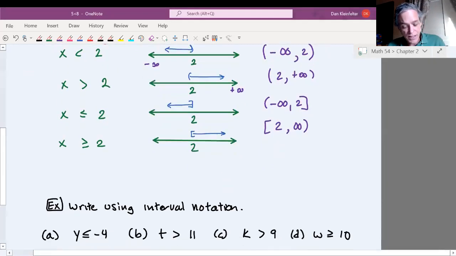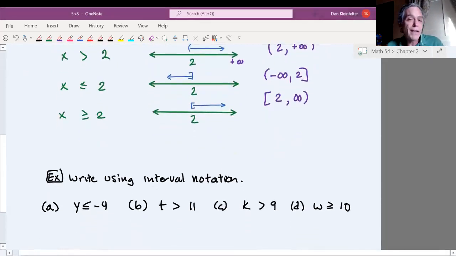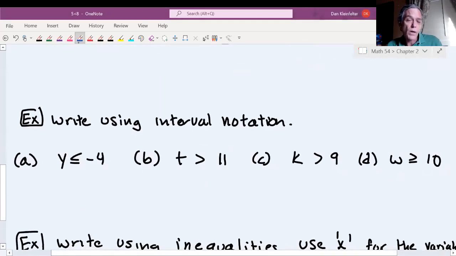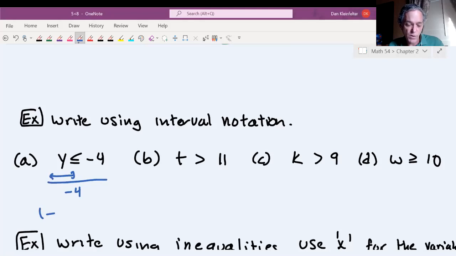Okay, so let's practice just a bit. We're going to write each of these inequalities using interval notation. So take a minute, pause the video, try this yourself, and then we'll go through it together. Okay, so here for y is less than or equal to negative 4, I'm going to make the picture also just because I'm here showing you. So negative 4, that would be the numbers to the left of negative 4. So we'll go from negative infinity up to and including negative 4.